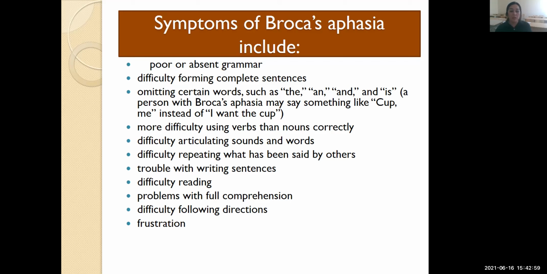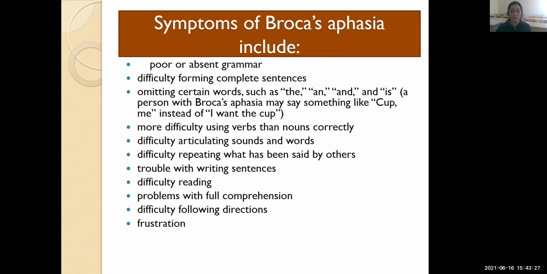The next difficulty is reading. Of course, as we said, this is connected with language. With this kind of disease, they can't read the words properly because they can't pronounce the words properly. That's why while reading the words, they can make mistakes.